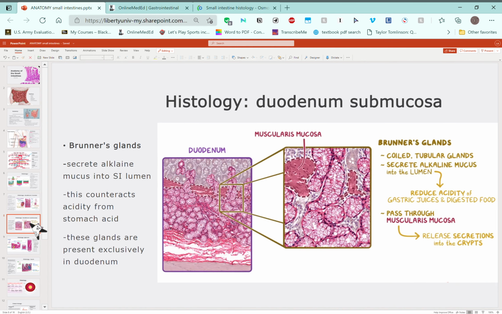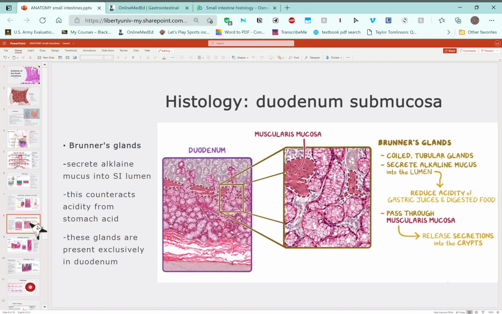Moving on to the submucosal layer of the duodenum, the big difference in this layer is that we're going to have Brunner's glands, which are contained exclusively within the duodenum. Brunner's glands secrete this alkaline kind of mucus into the lumen of the small intestines.